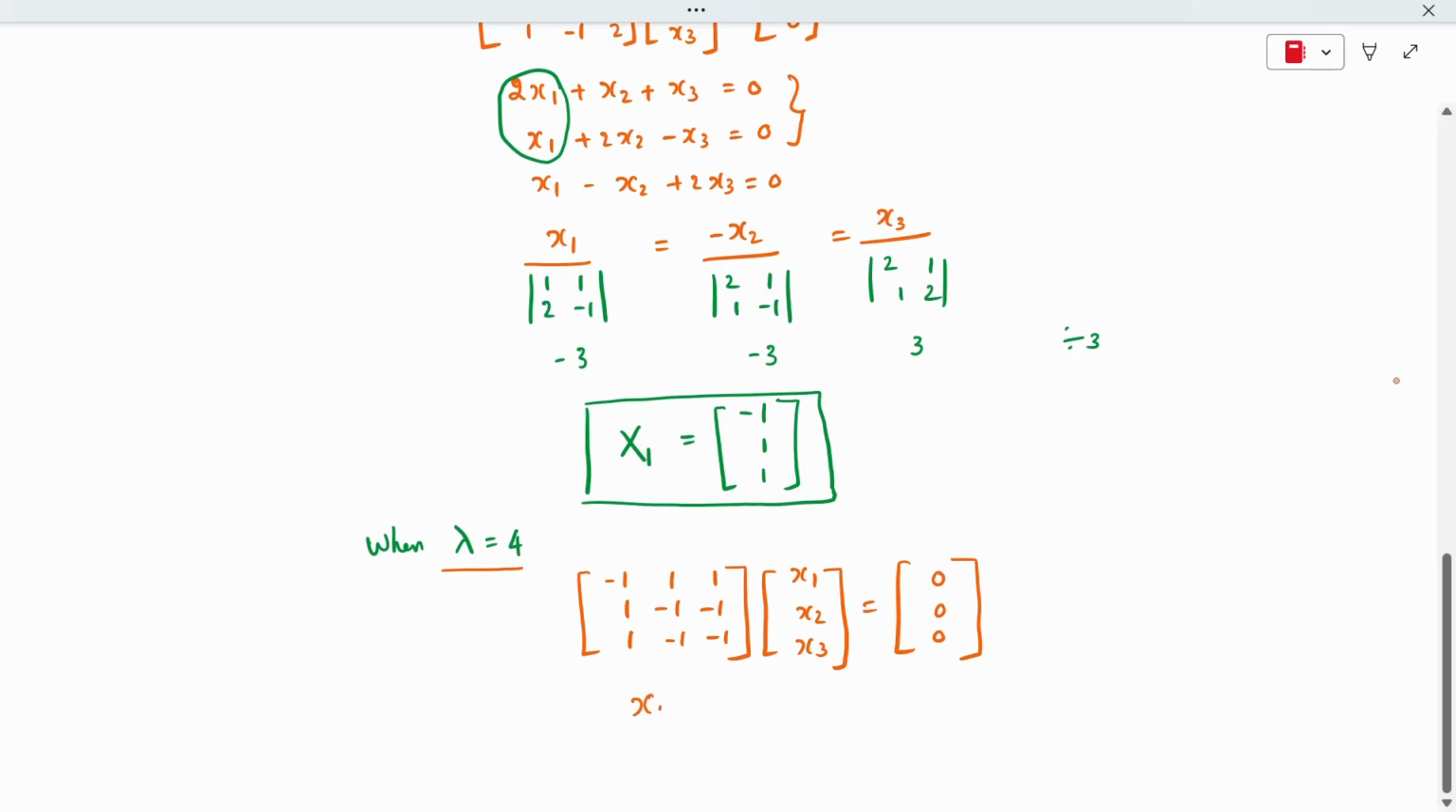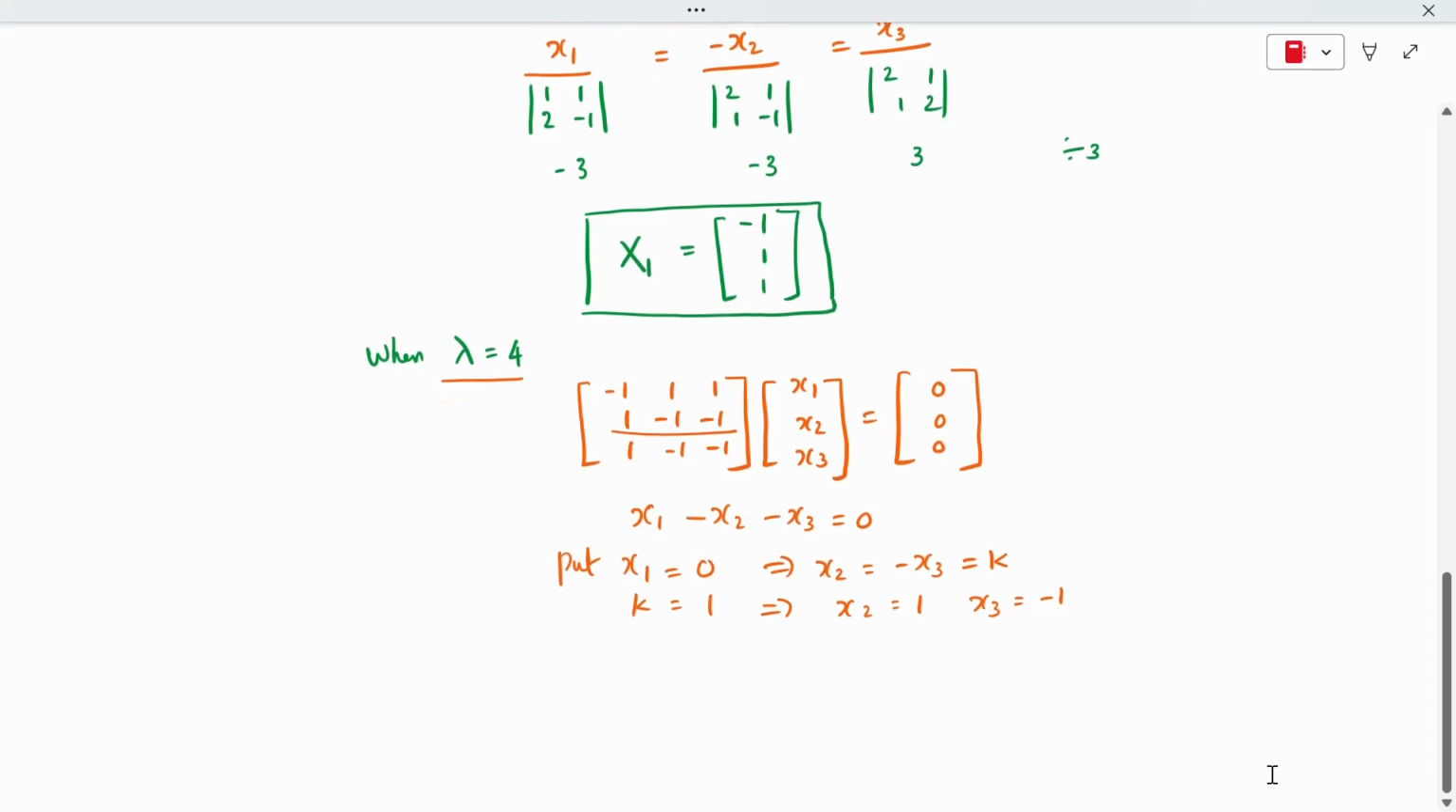x1 minus x2 minus x3 equal to 0. I'm writing it in this format. Now what you have to do? Put x1 equal to 0. When I put it, I get in this equation x2 equal to minus x3, which is equal to k. Take k equal to 1. When I take k equal to 1, x2 equal to 1 and x3 equal to minus 1. So I get the solution.